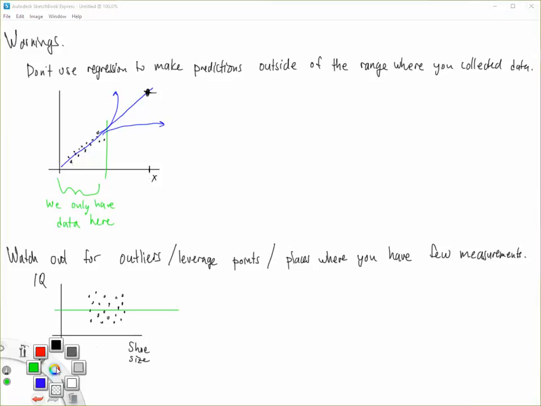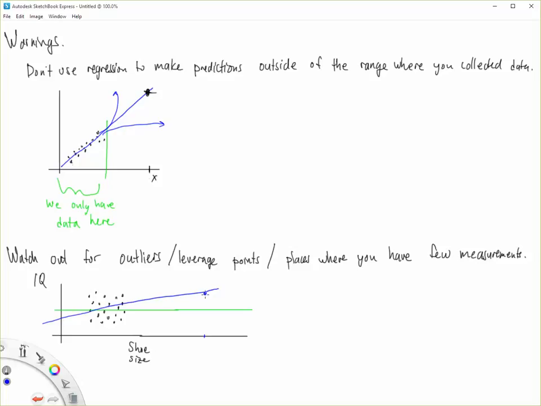Now let's say we got Shaquille O'Neal. We'll say Shaquille O'Neal has very, very big feet. I don't know his IQ, but let's say he has a high IQ here. He acts as a leverage point, and because he's the only one out here, the model will try to fit him. You'd end up getting a model that looks kind of like this. Now, because Shaquille O'Neal has giant feet and maybe a high IQ, we're seeing a positive relationship between shoe size and intelligence.